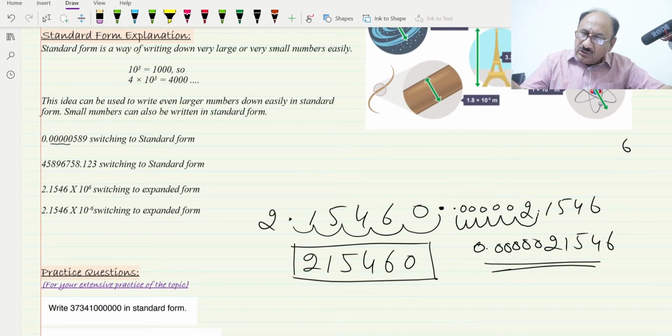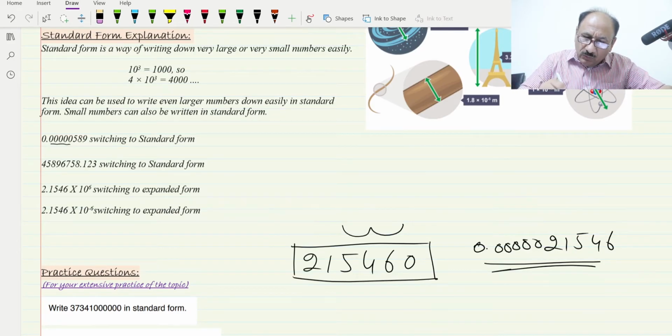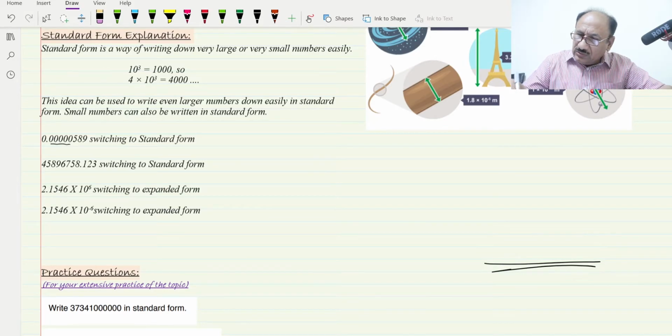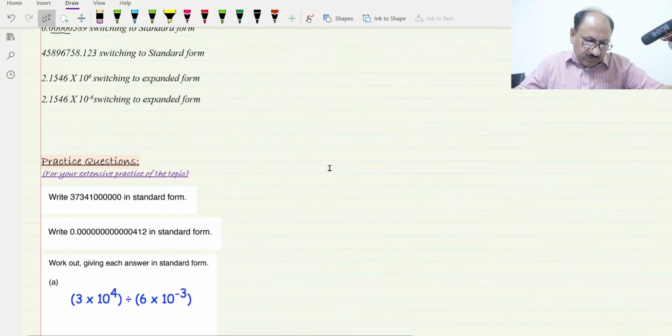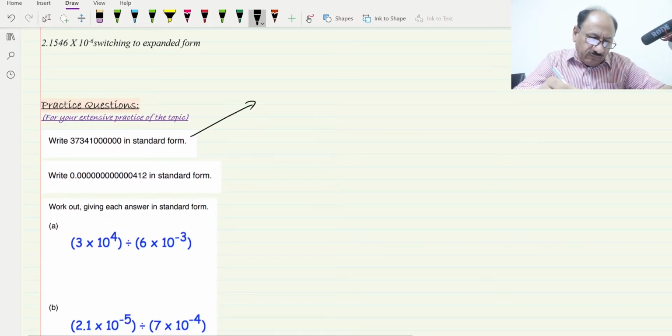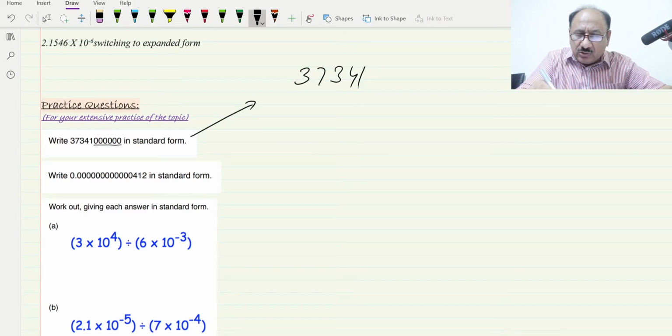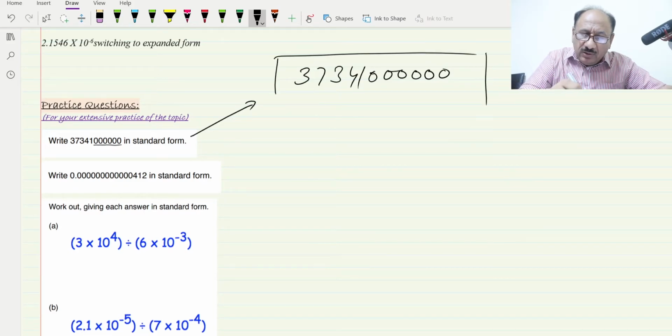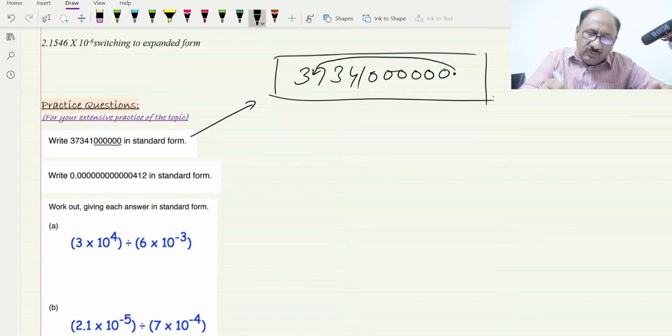Now after explanation of this concept, we can go through some practice questions. I will quickly solve those practice questions. For example this one, we have to write in standard form. So 37341, and how many zeros? 1, 2, 3, 4, 5 and 6 zeros, and there's no decimal in this given number. So what we will do, we will put a decimal over here at the end, and we can now move it to here in between 3 and 7.